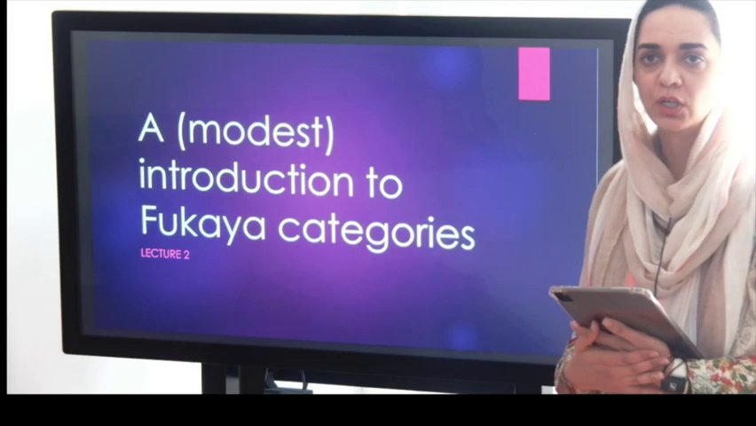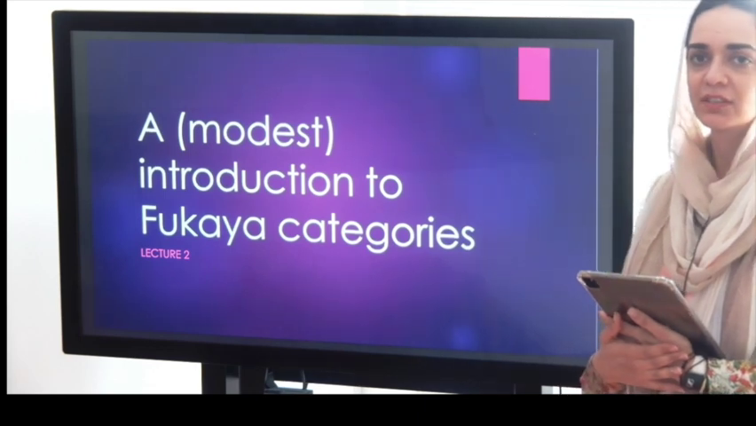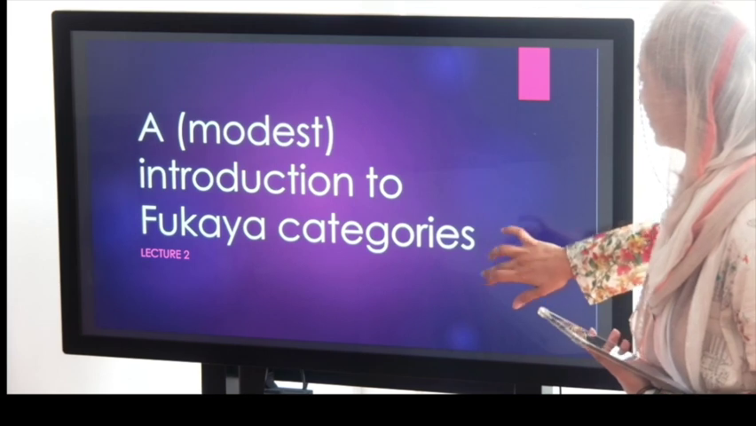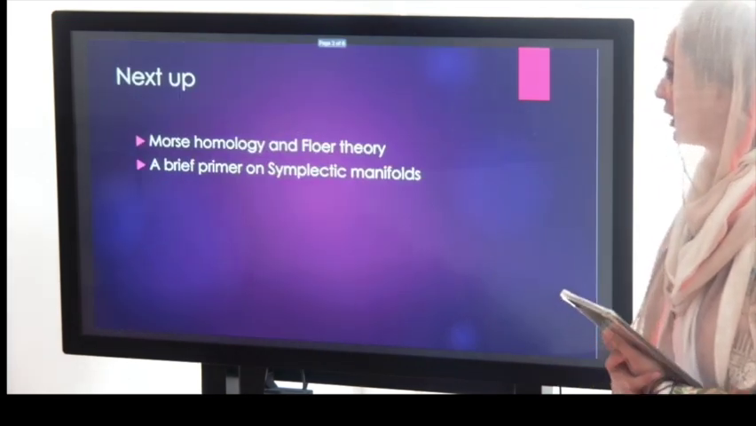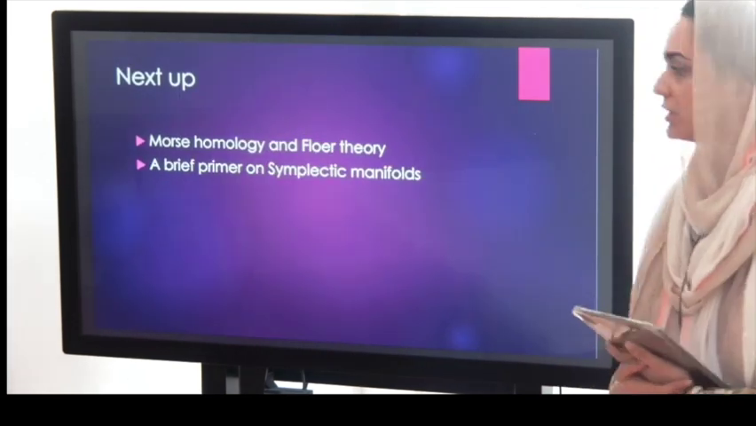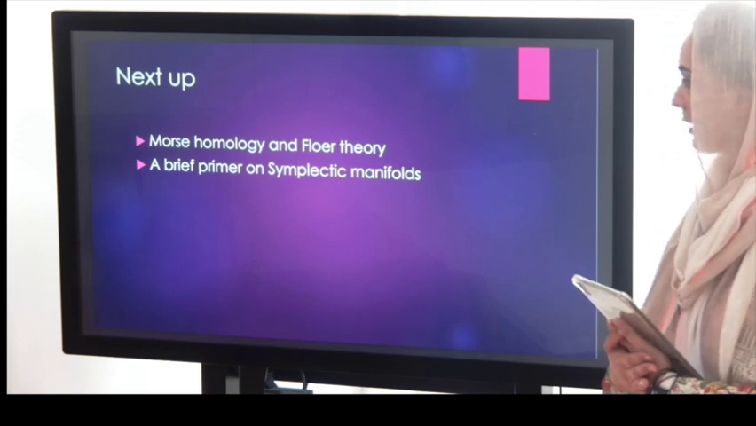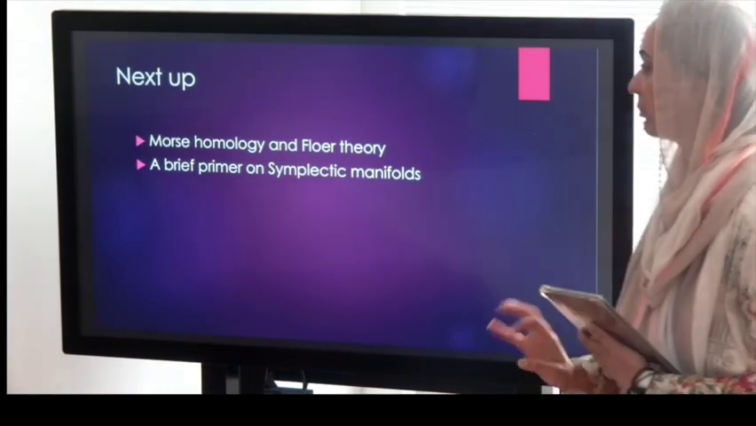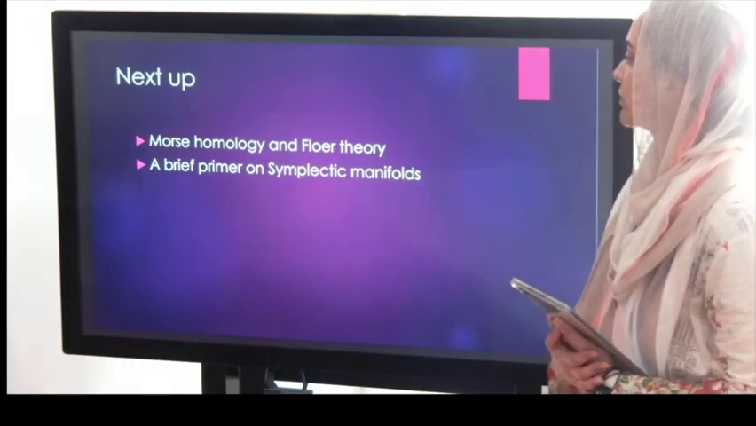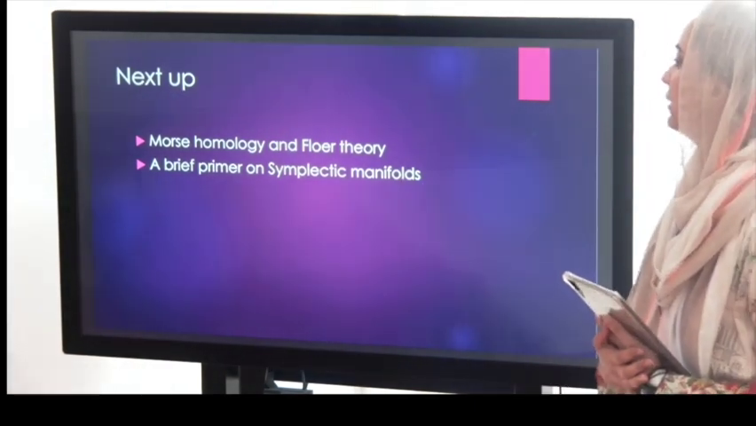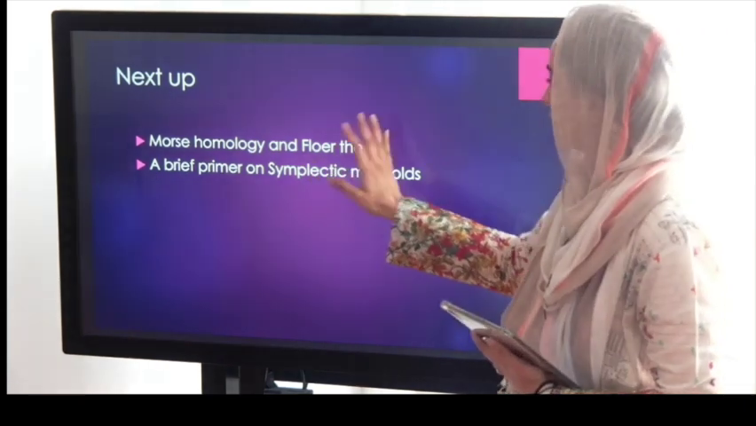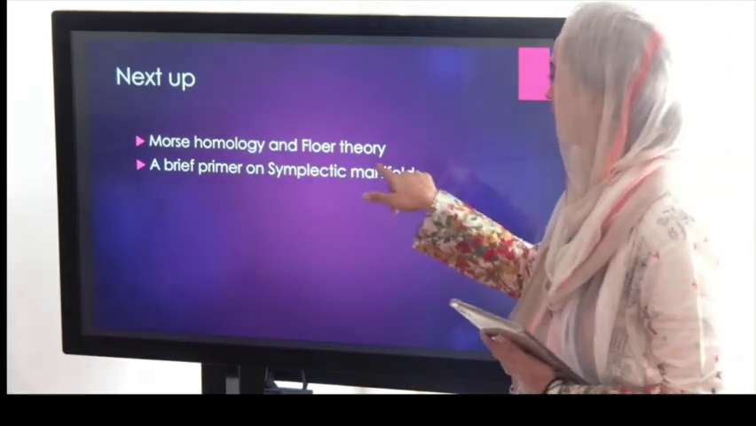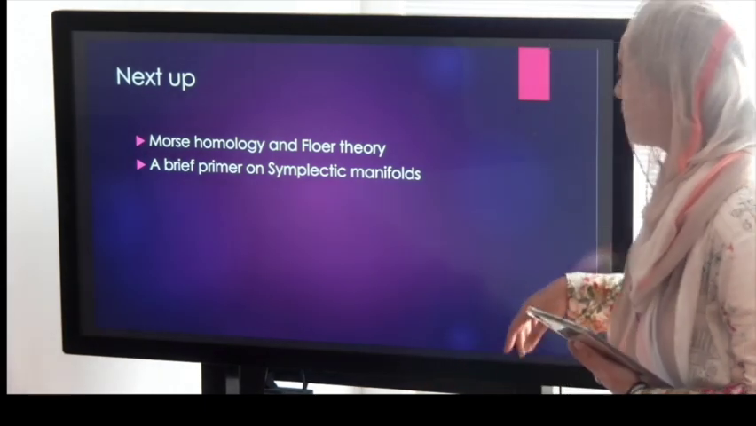Okay, welcome to the second lecture in this series of lectures on introducing Fukaya categories. Today we are going to talk about Morse homology and Floer theory, and in between the two, of course, I need to give you a brief primer on symplectic manifolds, or symplectic geometry, just a little bit, so that this makes sense. We have a footing where we can stand and talk about Floer theory.